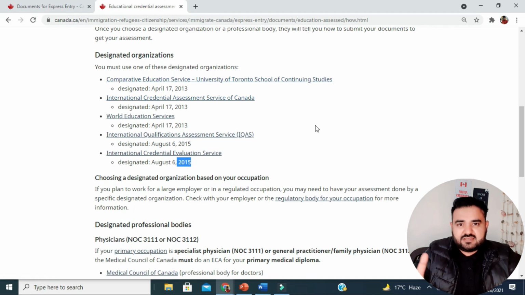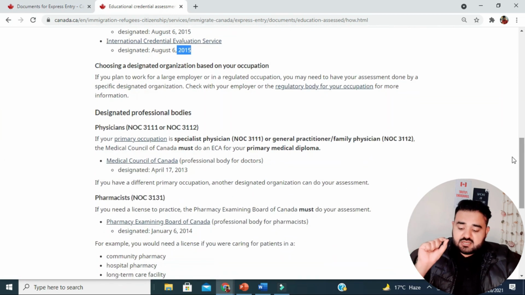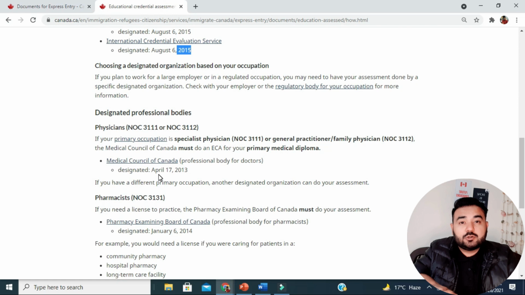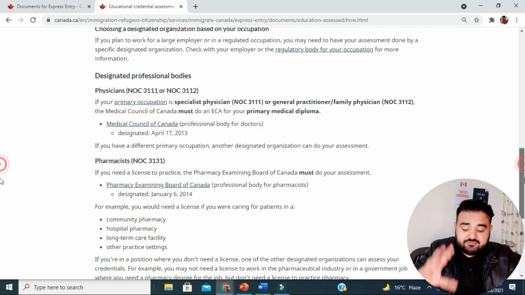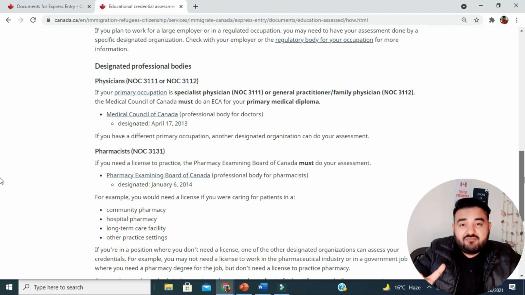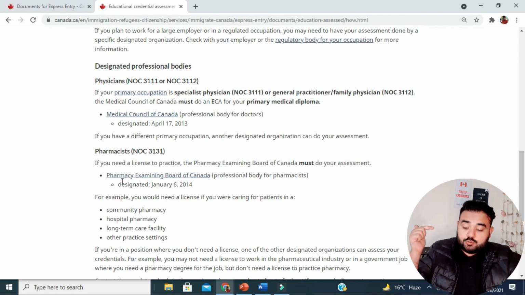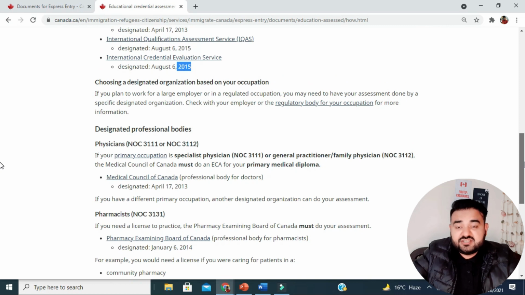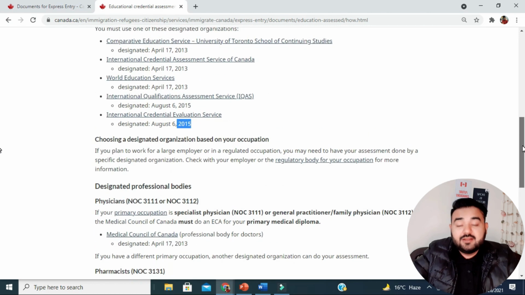Apart from these 5 ECA bodies, if your NOC code is 3111 or 3112, that is physicians, then your chosen ECA body should be MCC, Medical Council of Canada. And if you're a pharmacist and your NOC is 3131, then you need to go to PEBC, the Pharmacy Examining Board of Canada. So if you have any of these NOC codes, MCC and PEBC should be your go-to ECA body, which will help you later get your licensing and regulatory requirements from the provinces.